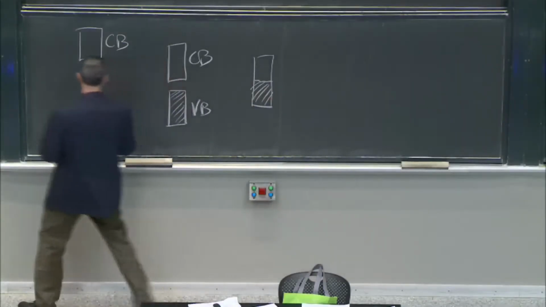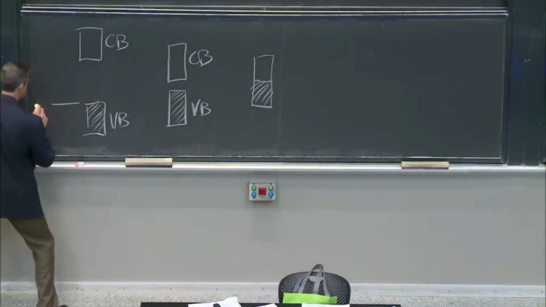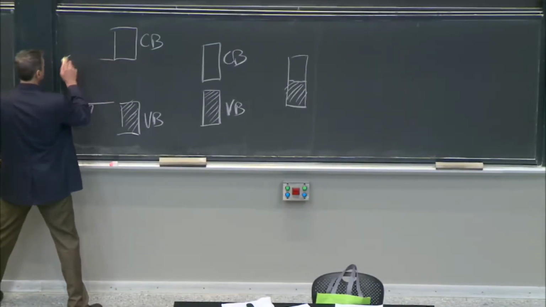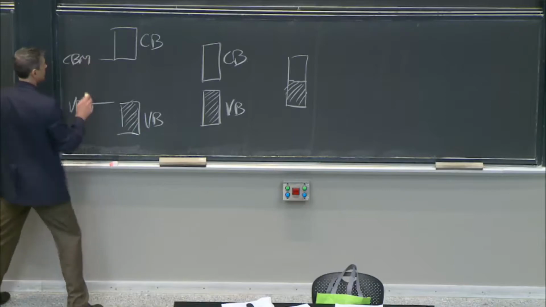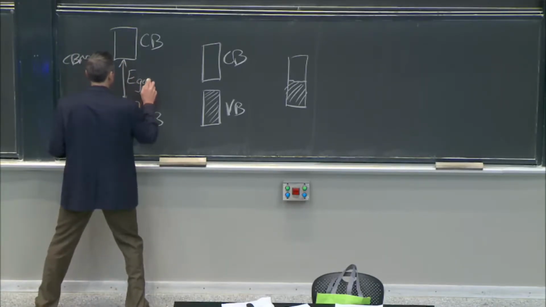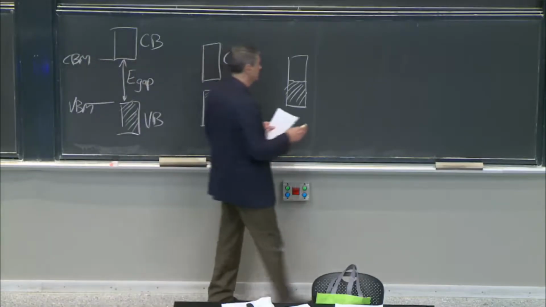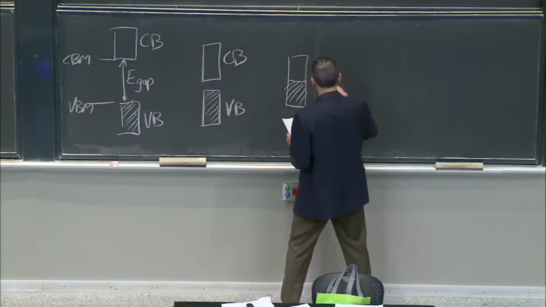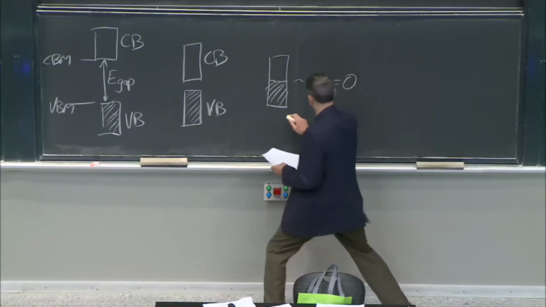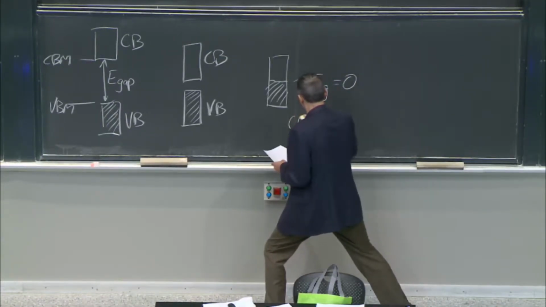And this difference in energy between this VBM, the maximum level of the valence band, and the CBM, the minimum level of the conduction band, that energy difference is the gap of the material. Here, you can see energy gap equals 0. Well, in this case, it's a metal. Or if you want, it's a conductor.